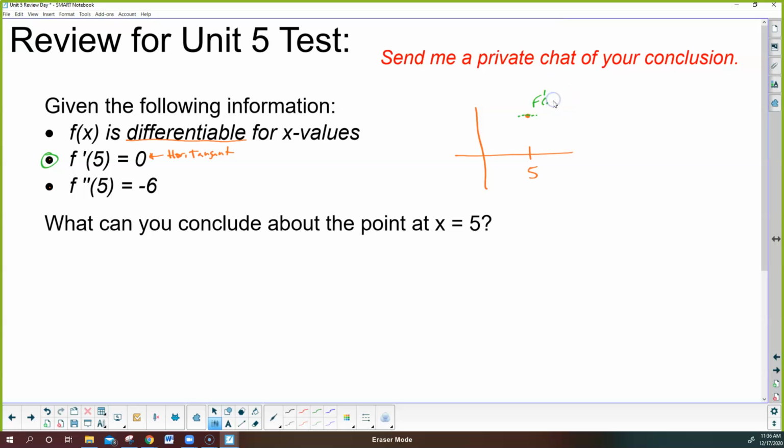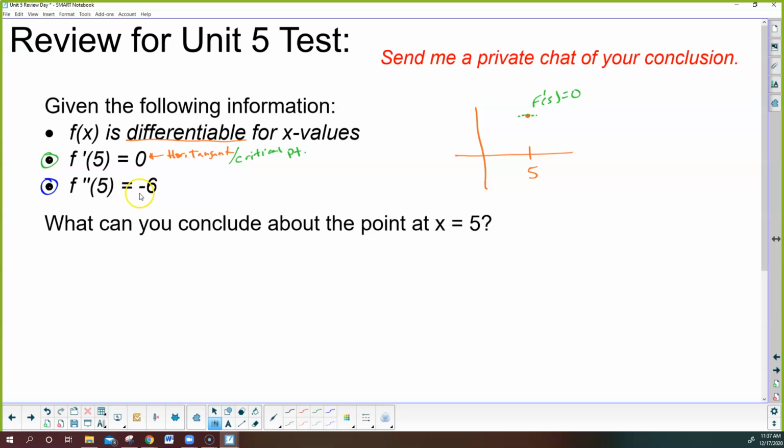I should say f prime of 5 is equal to 0. All right, so that tells me that there's something going on, which also means this is a critical point, right? Because when the derivative is equal to 0, that is a critical point. And what occurs at critical points? Maxes or minimums, or maybe even a flat spot. It depends on the second derivative then. And that's where this part comes in.